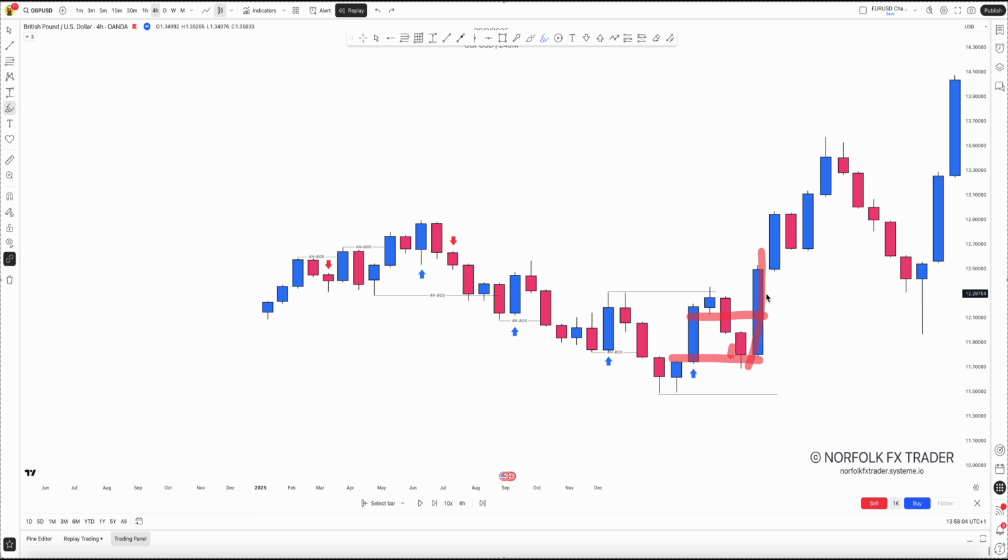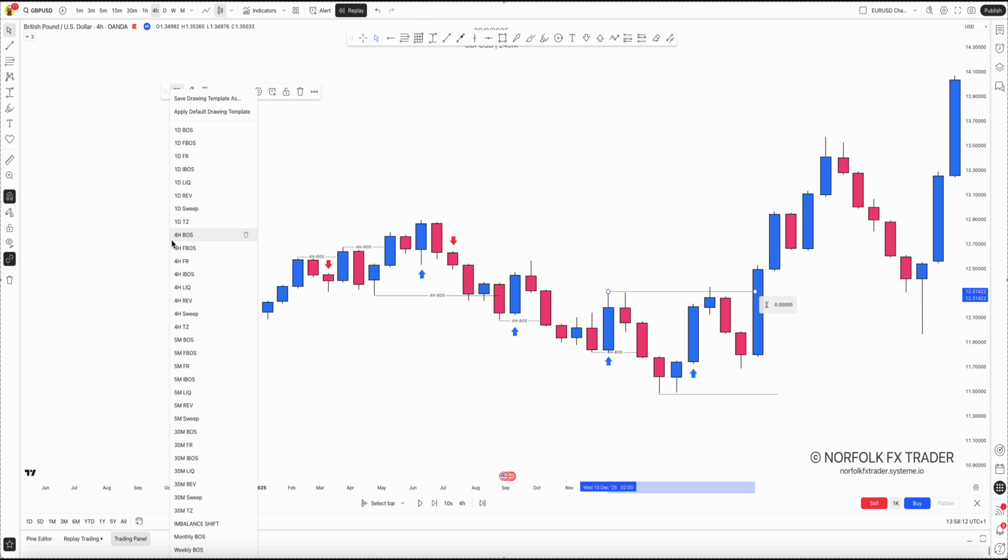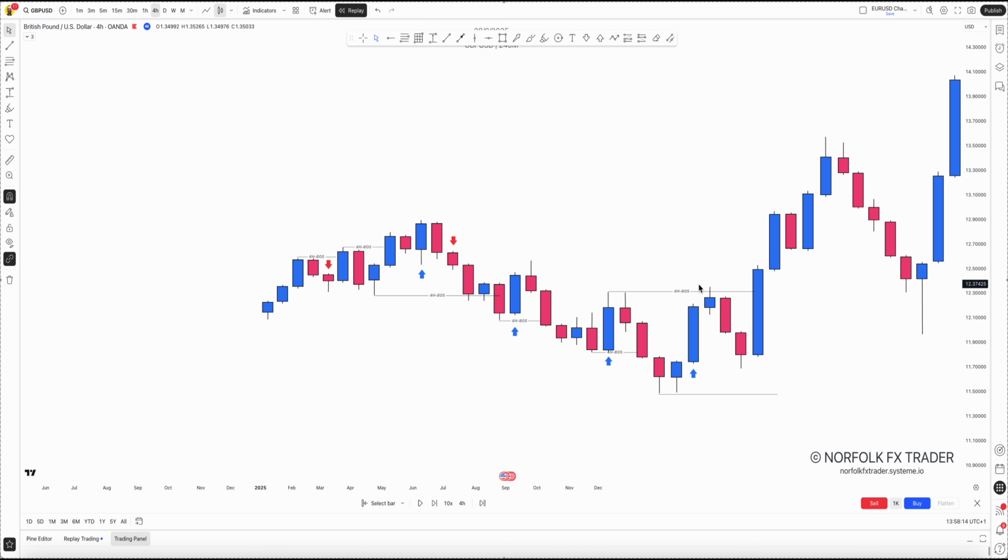Now, the point I want to make here is marking this structure in this way. We are going to continue to use this level as your break of structure. We're not going to change it to the next high just because we saw that sweep. This sweep did not lead to a new break to downside, so it cannot become a new high. So when we see this candle breaking up, that is our breakout point from this previous high.